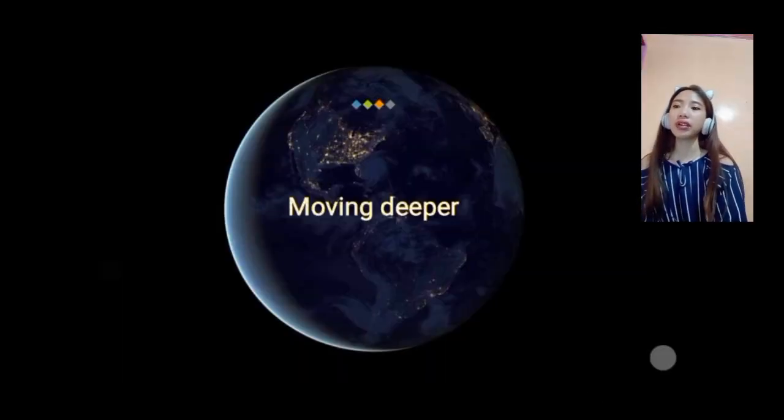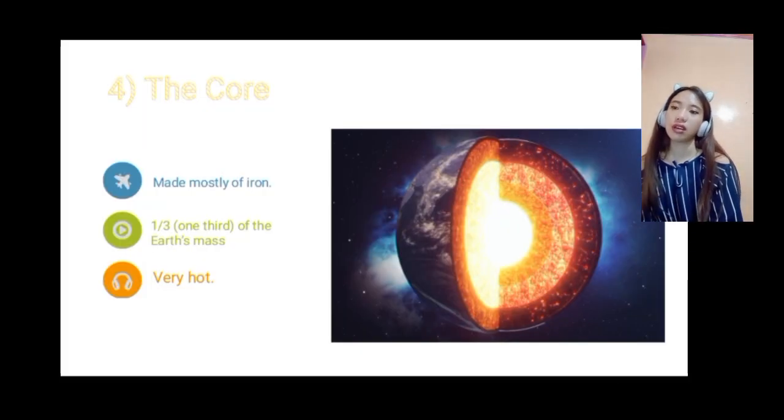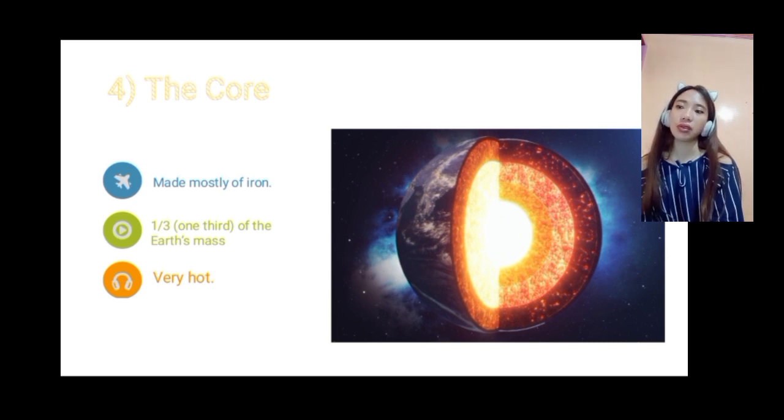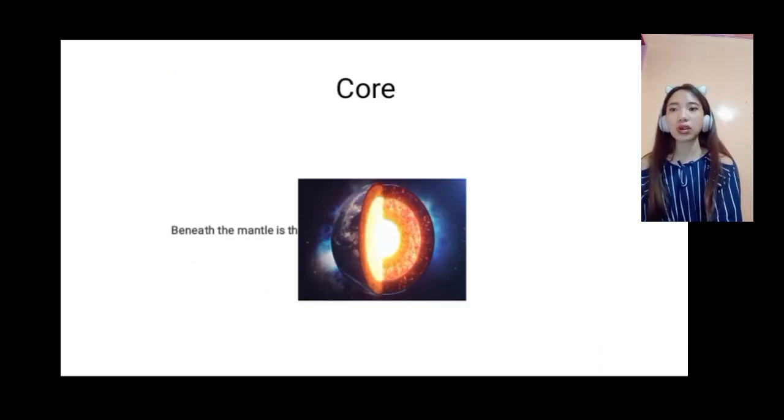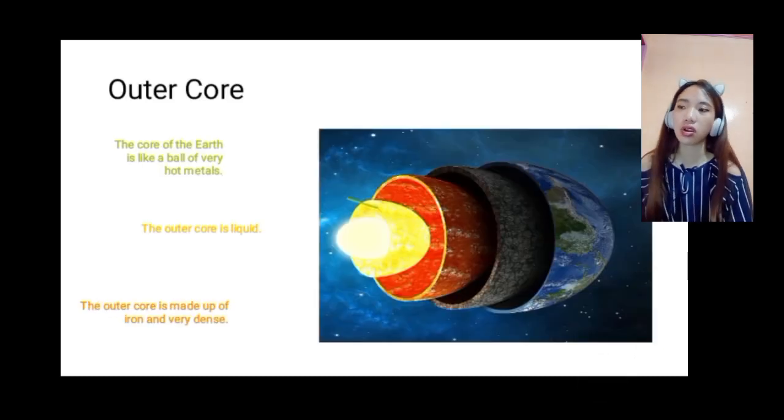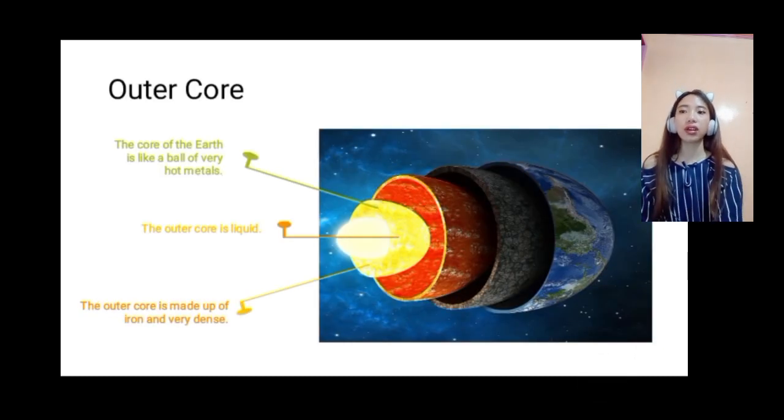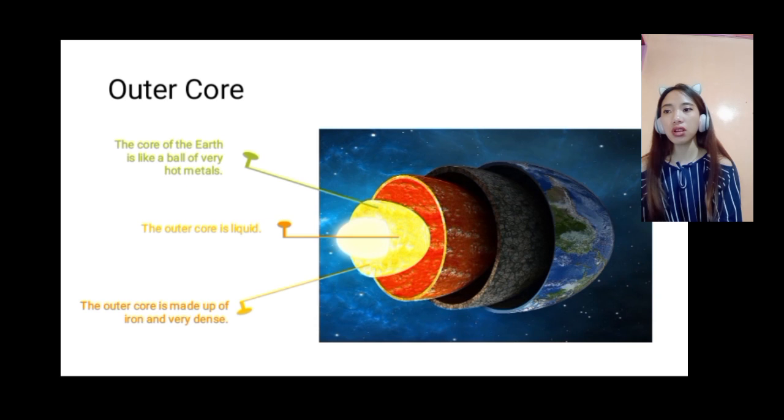And now moving deeper to the core. It is the hottest, densest center of our planet. The ball-shaped core lies beneath the cool, brittle crust and the mostly solid mantle, and is also divided into 2, which are the outer core and inner core. The outer core of the Earth is a liquid mix of elements, mostly iron and nickel, with smaller amounts of silicon and oxygen.